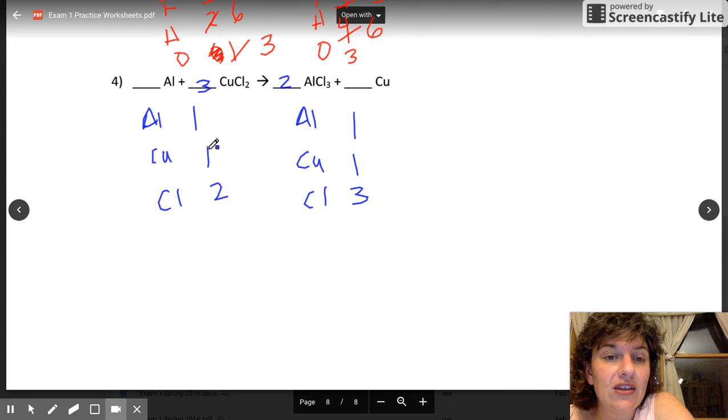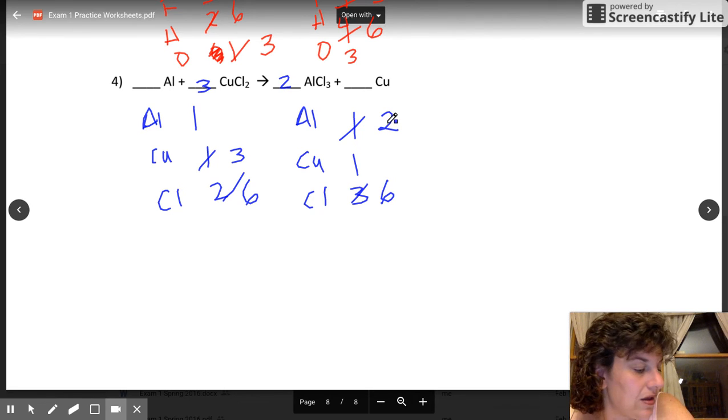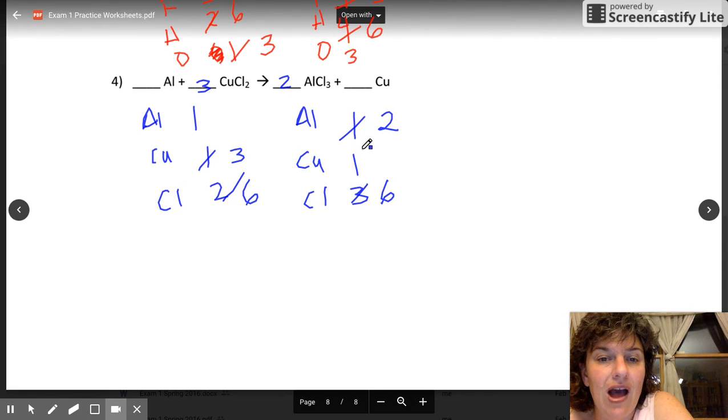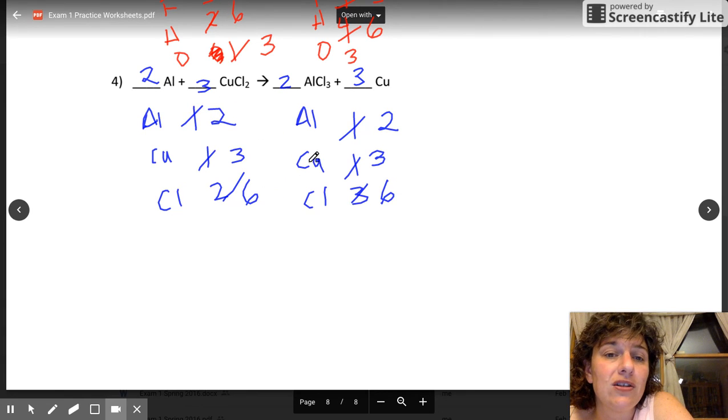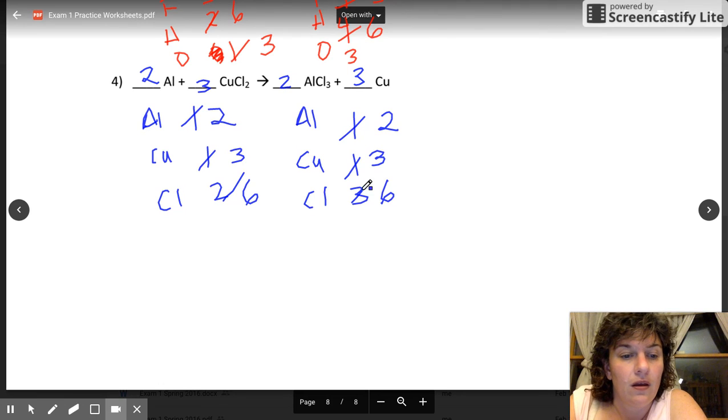Okay, so this changes these 2 guys. This changes my chlorines to 6 and my coppers to 3. And over here, this changes my aluminums and my chlorines. My chlorines are now 6 and my aluminums are now 2. Okay, so in order to get the coppers to balance now, we have copper 1 and 3. We're going to put 3 here. This changes to 3. Now those are balanced. And our aluminums, we can just put a 2 over here, and this changes to 2. And now we are balanced, 2, 3, 6. So we have 2, 3, 2, 3. All right, so that one wasn't too bad either. Hope this helped.